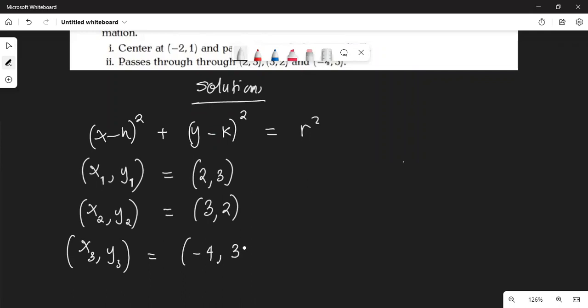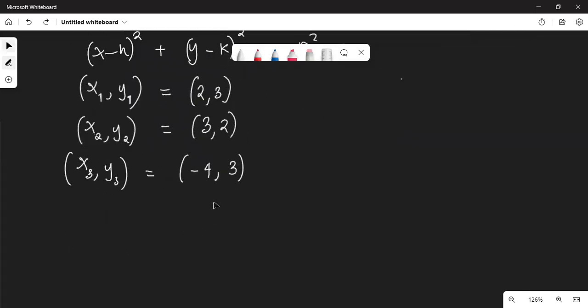Now, having been given the 3 points on the circumference of a circle, we can form 3 equations, because we have 3 unknowns to solve: h, k, as well as r. So using the first point, our x is 2, our y is 3. We substitute that into the equation of a circle.